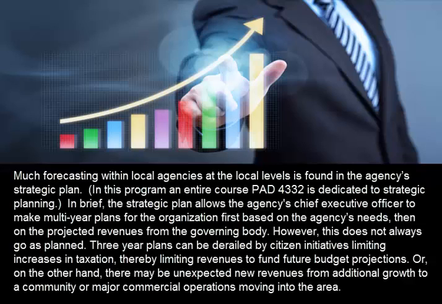In this program, an entire course, PAD 4332, is dedicated to strategic planning. In brief, the strategic plan allows the agency's chief executive officer to make multi-year plans for the organization, first based on the agency's needs, then on the projected revenues from the governing body. However, this does not always go as planned.